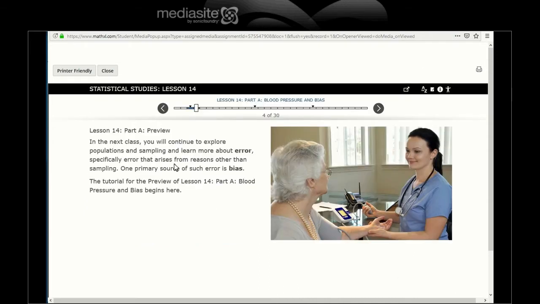So in the next class, you will continue to explore population and sampling and learn more about error, specifically error that arises from reasons other than sampling. One primary source of error is bias. The tutorial for the preview of lesson 14, part A, blood pressure and bias, begins here.